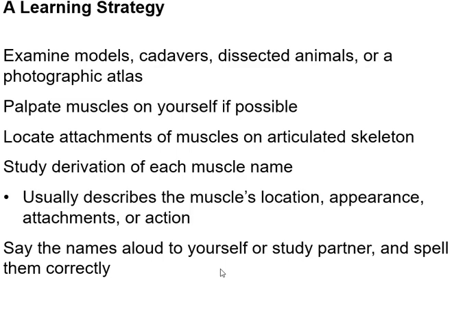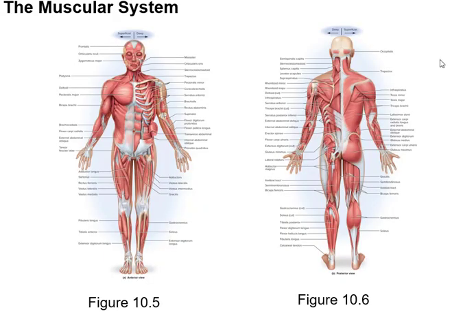If you say the names aloud, if you say them with your study partner, it's really a good idea to get a study partner. Look at models if you're in the laboratory. Look at pictures of cadavers. There are dissected animals online. There are YouTube videos. There are photographic atlases. There are so many different ways that you can look at the muscle until it stays with you and you see it and you're like, okay, I got it.